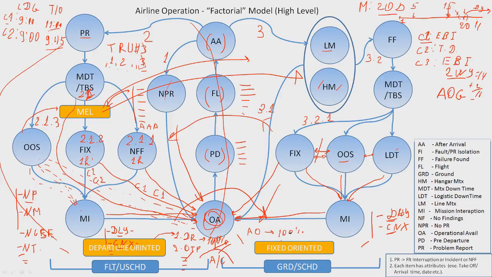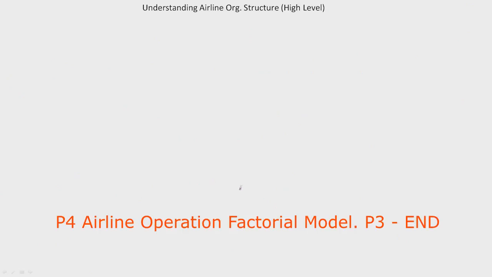Anytime the operational center, maintenance operational center, or whoever is in charge of the flight schedule says, we need an aircraft now in 5 minutes, it should be operationally available. We need an aircraft in 2 days, it should be operationally available. Okay? Now, how can we materialize all these models, attributes, etc.? When I move to the next slide, understanding the airline organizational structure, high level.